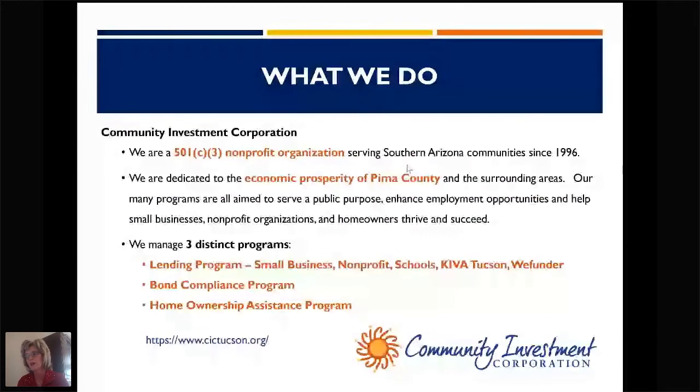I do believe that Patty is joining us here today. Patty is our home ownership assistance manager here at CIC. And then in the background, we also have Caroline, who is our chief operating officer. So our website is listed there at the bottom. We do ask that you visit our website if you haven't already. Some phenomenal programs, excellent resources for you there.